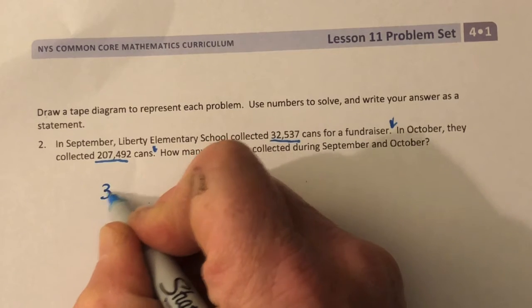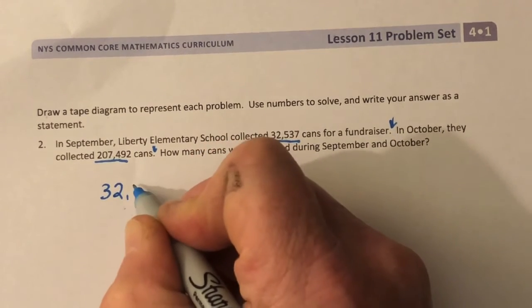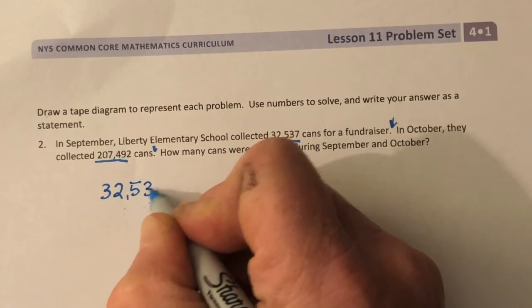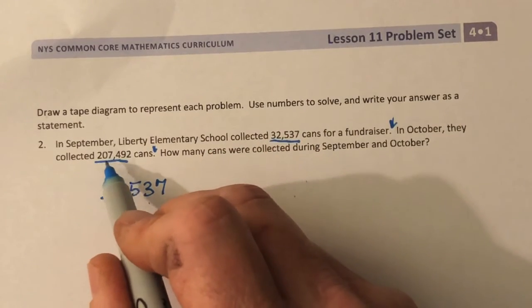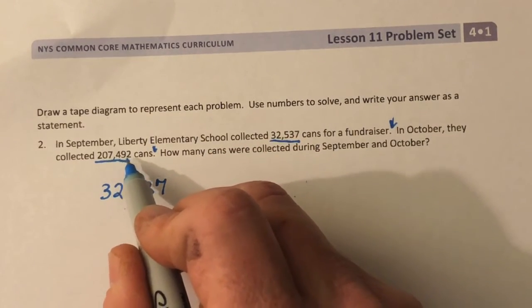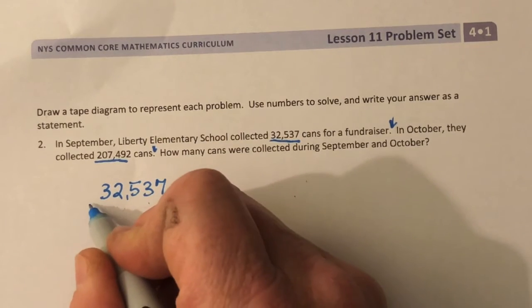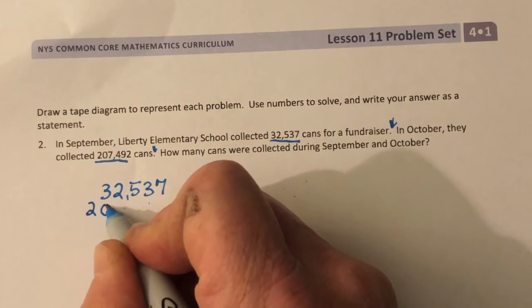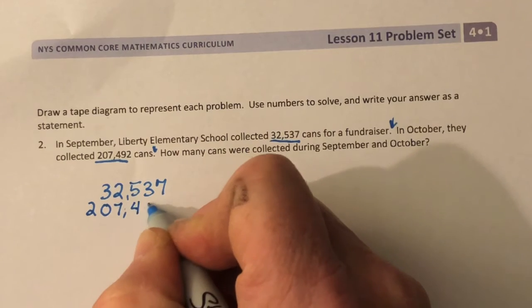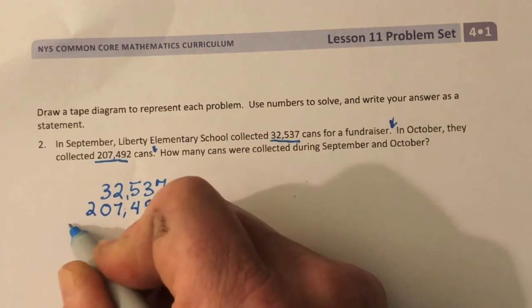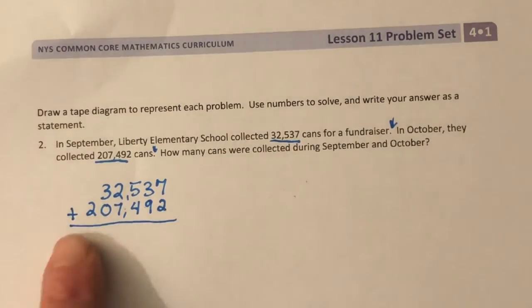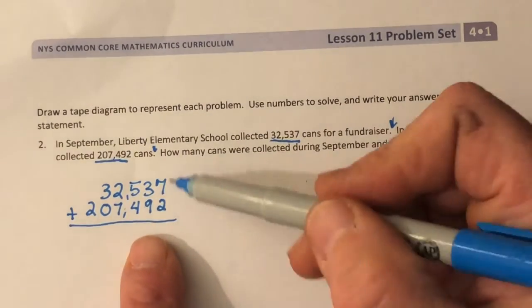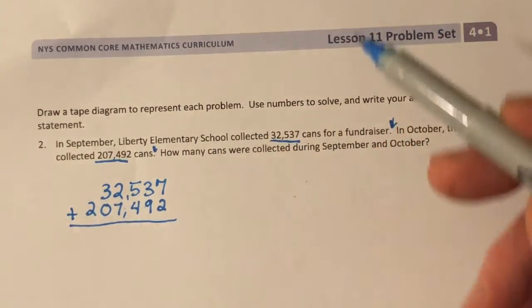So I must add 32,537 to 207,492. So I need to line these place values up. See how it looks kind of funny here? But it's okay, it's addition. I can do them in any order. My larger number's on the bottom, and I line my place values up perfectly so they're not overlapping.